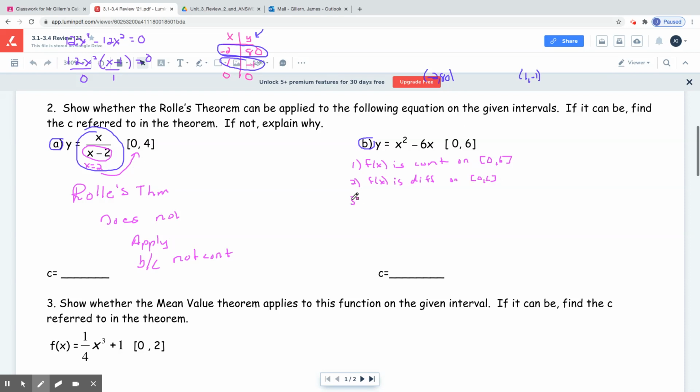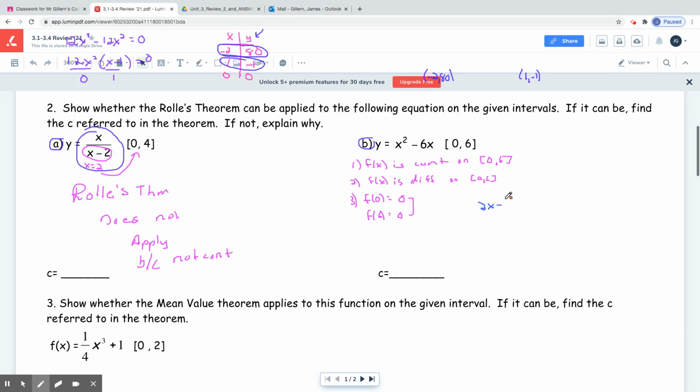Okay. And then the third thing you have to check is you have to plug in each of the endpoints into the original, and you have to get the same y value. So when I plug in 0, 0 minus 0 is 0. Plug in 6, 36 minus 36 is also 0. So that means that Rolle's theorem applies, which tells us that there is at least one spot in this interval where the derivative equals 0.